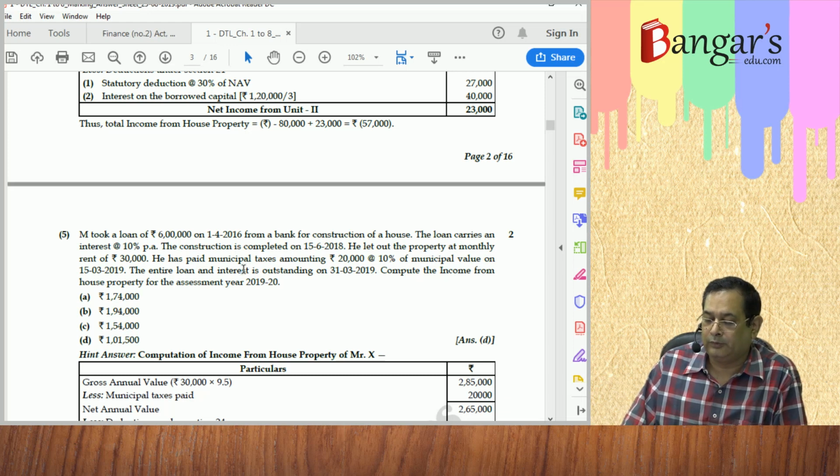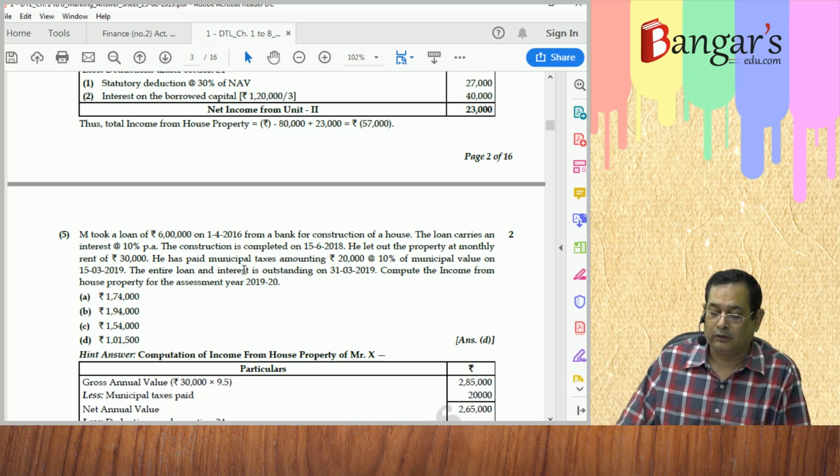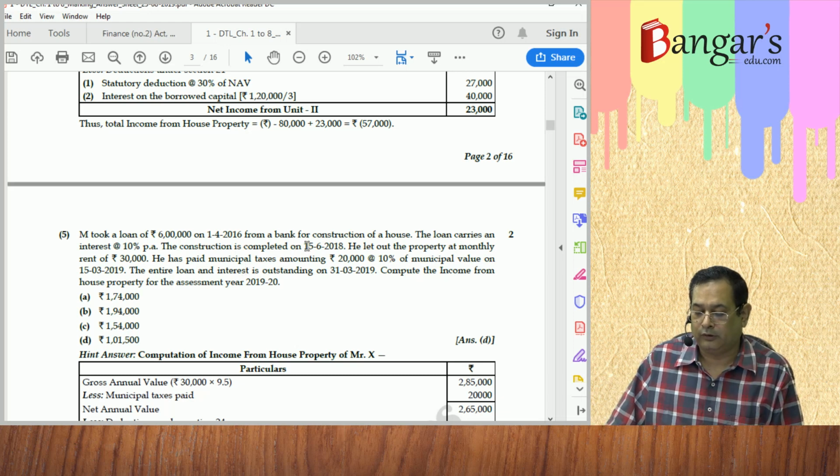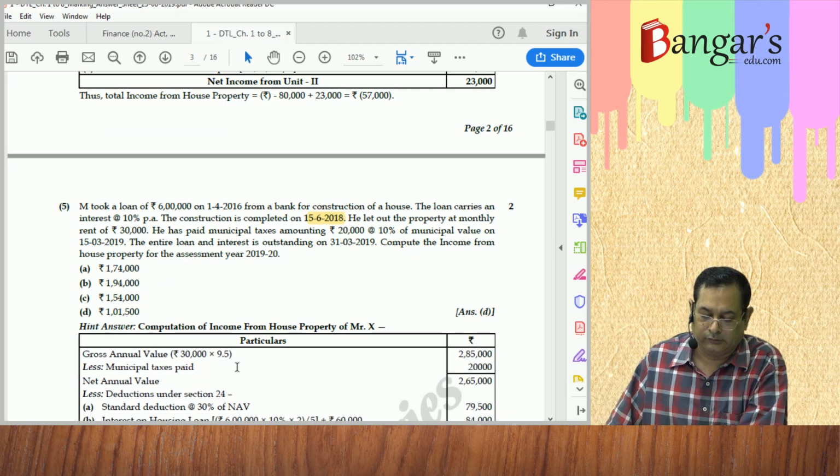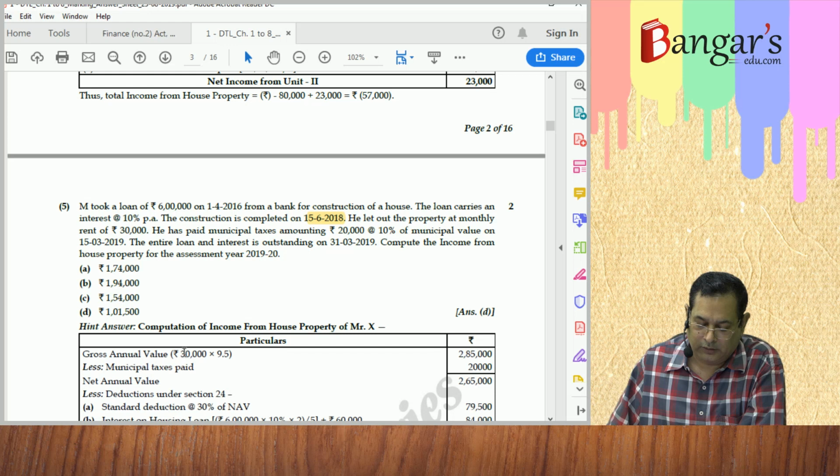He has let out the property at a monthly rent of rupees 30,000, and he has paid municipal taxes of 20,000 at a rate of 10% of municipal value, and the entire loan is outstanding. You are required to compute income from house property. Now, since the property is constructed during the mid of the year, we have to take the rentals accordingly. It is 30,000 into 9.5.